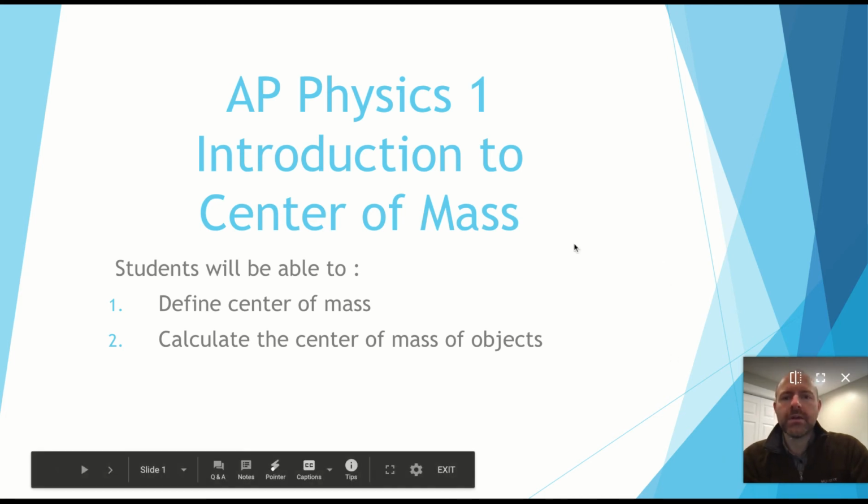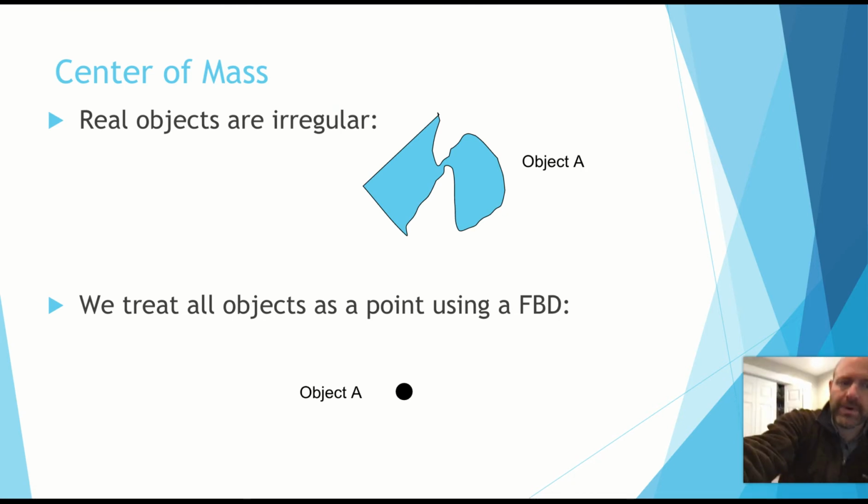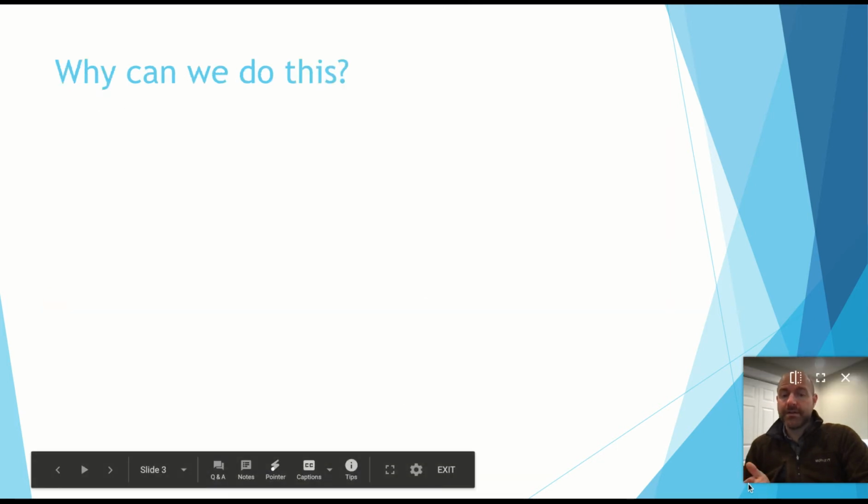In this video, we're going to take a look at the concept of center of mass. Real objects are not simple, they're irregular. And we've been simplifying every object by just saying it's a single dot in the free body diagram. And the truth is, there's nothing wrong with this, but it does miss a few things.